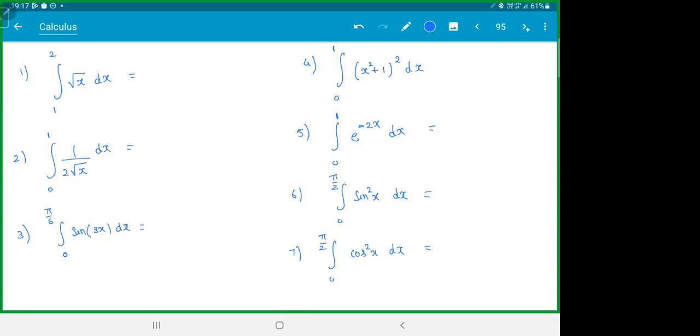Go to the first one. So first one, n is half. So the formula is x power n plus 1 by n plus 1. Limits will go from 1 to 2. So that is nothing but 2 by 3 x to the power of 3 by 2, limits from 1 to 2. So 2 by 3 times (2 to the power of 3 by 2 minus 1). Check.